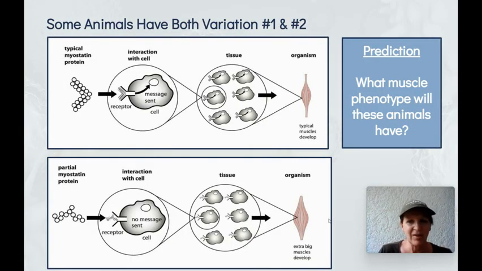Now, we also know that some animals, from the activity that we did in class, can have one protein molecule that is variation 1 and one set of protein molecules that is variation 2.